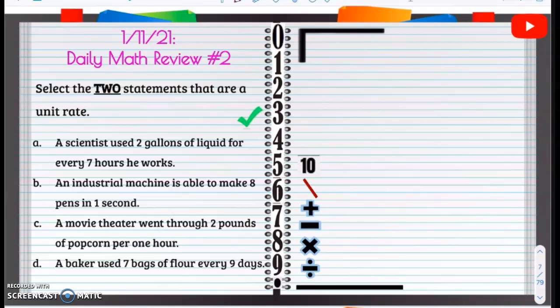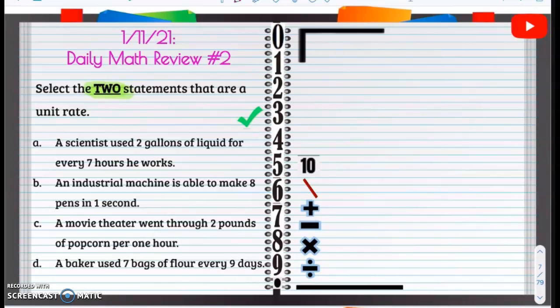January 11th, 2021, Daily Math Review number 2. Select the two statements that are a unit rate. So not 1, not 5, not 4, not 3, 2. Select the two statements that are a unit rate.